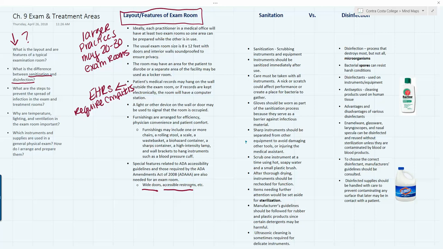So the Americans with Disabilities Act requires the practice to consider those accessibility issues when they are building out these physical locations and these exam rooms.